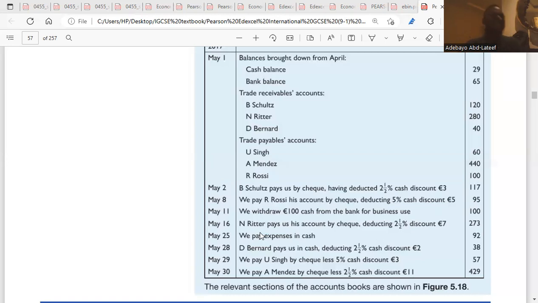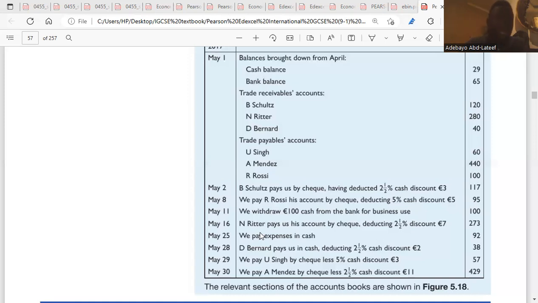It's going to be on the credit side, which are for Sign, for Mendes, and for Rossi. For Sign, we have 3 euros. For Mendes, we have 11 euros. And for Rossi, we have 5 euros. So 11 plus 3 is 14. 14 plus 5, 19. So the total for discount received is 19 euros. Do you have any question about that? Great. So that is how we have to open account for this type of transaction.